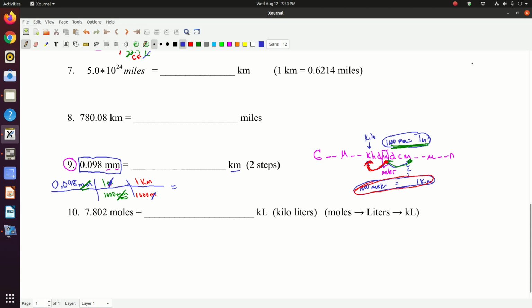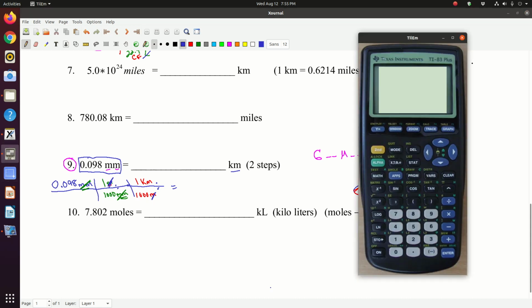So now we're going to just take 0.098, divide by, because it's on the bottom, we divide by 1,000, and then I'm going to hit divide again by 1,000. So I'm going to show you on my calculator how I do this. Please follow my example so you can make sure you keep your order of operations correct. 0.098 divided by 1,000, and then I have to divide by the second one. Divide by 1,000 again. And what do I get?